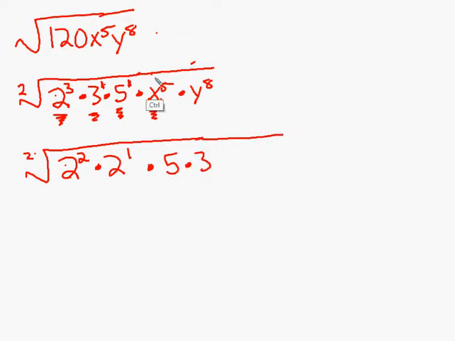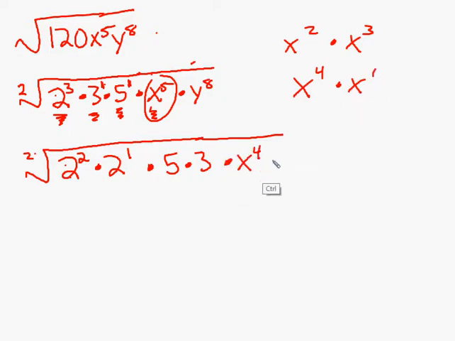Now take a look at this x to the 5th right here. I need to split that up too. I want to count backwards from 5. I want x to the 4th times x. I need these divisible by 2, so I split that to x to the 4th times x to the 1. And the y to the 8th is fine.